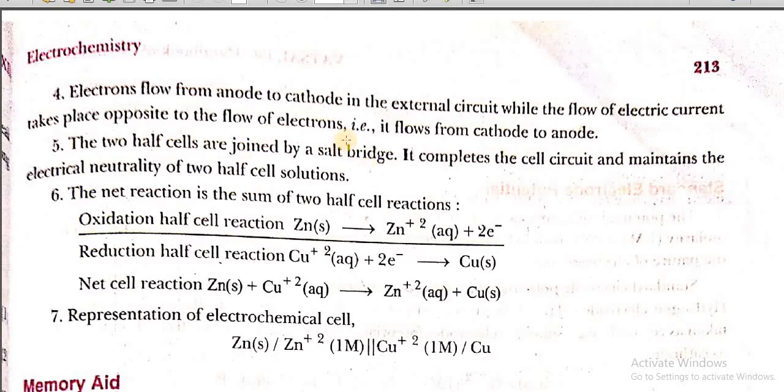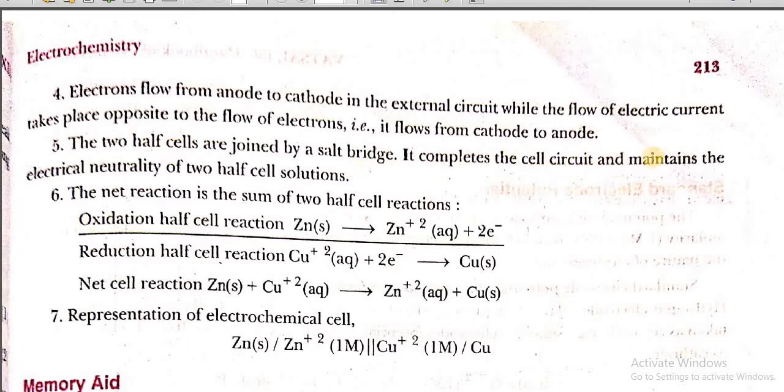Electrons flow from anode to cathode. In that circuit, the electrons flow from anode to cathode in the external circuit, while the flow of electric current takes place opposite to the flow of electrons. So electrons flow from anode to cathode, whereas the electric current flows opposite to that, from cathode to anode.